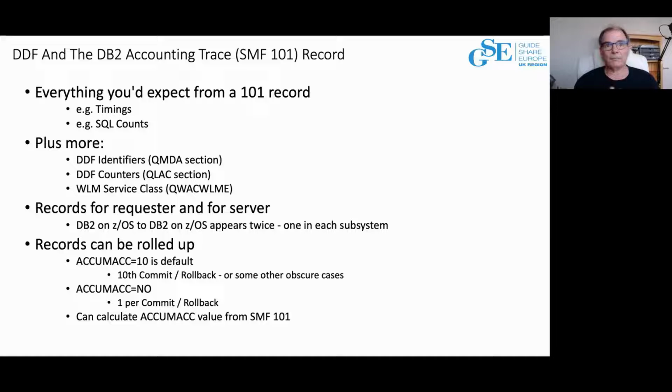If you are a DDF requester on z/OS, so a DB2 calling out to somewhere else, we'll cut a record if you ask us to. Likewise, if it's a piece of work coming from outside into DB2, we will cut a record. And you can tell the difference basically because of the number of conversations sent and received, or the number of SQL statements sent and received, rows sent and received. It's pretty clear which is which. So bear in mind, you may get two records for a conversation where you might expect one, and that's fine. And I'll show you a little bit of what to do with them in a moment.